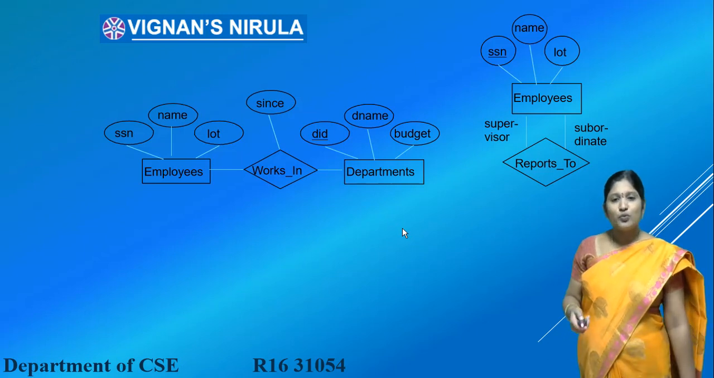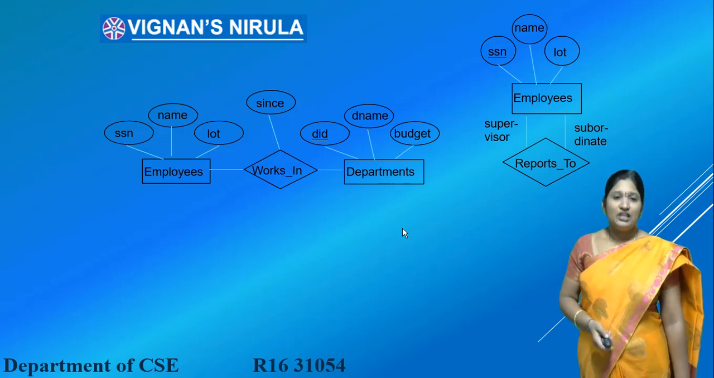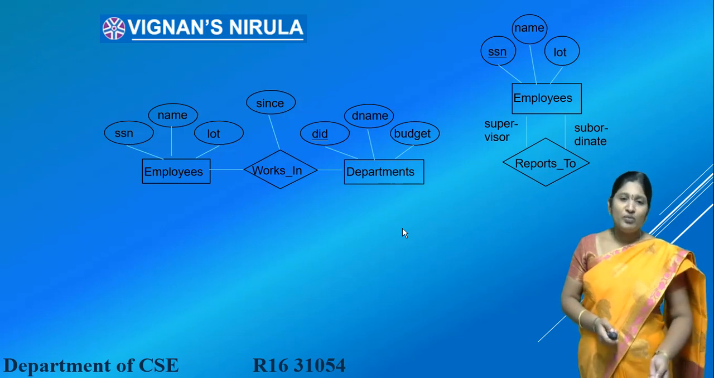Similarly, we have the opposite entity set, that is departments. Departments is also represented by means of the rectangle symbol, and its attributes are department ID, department name, and the budget allocated for that particular department. All these things are well familiar to you.